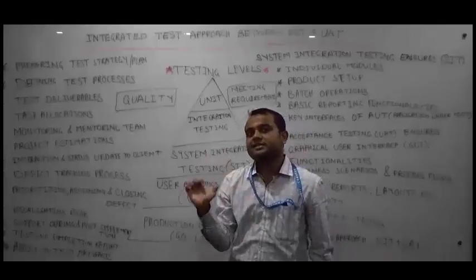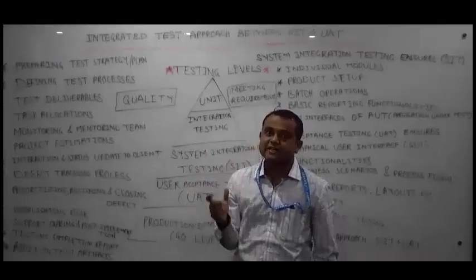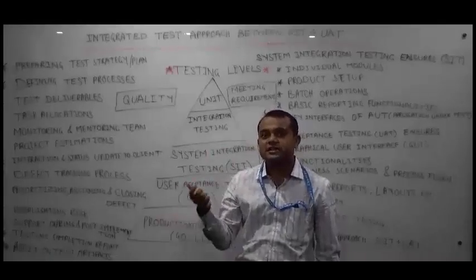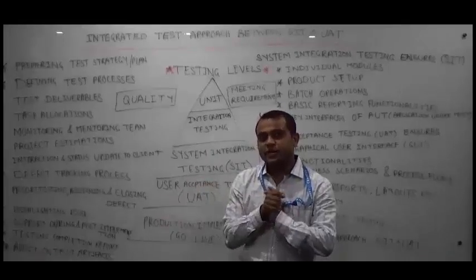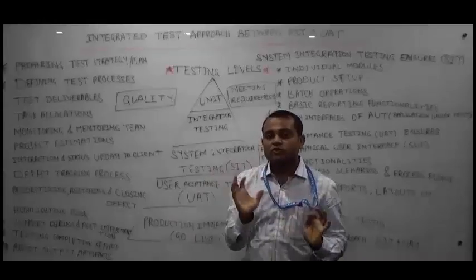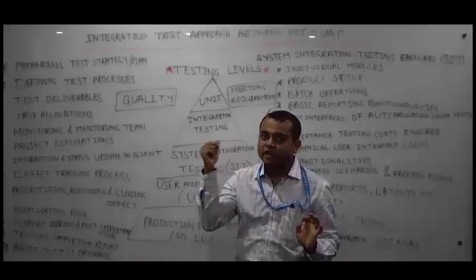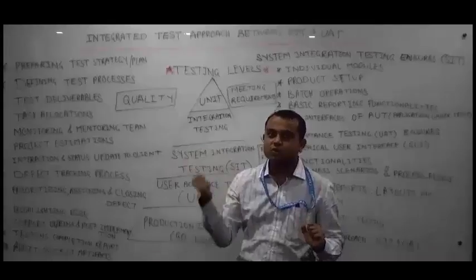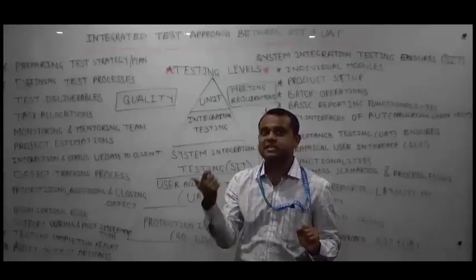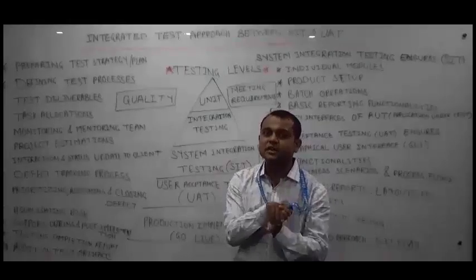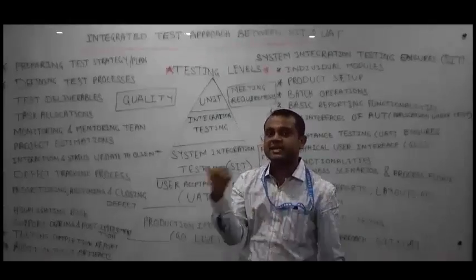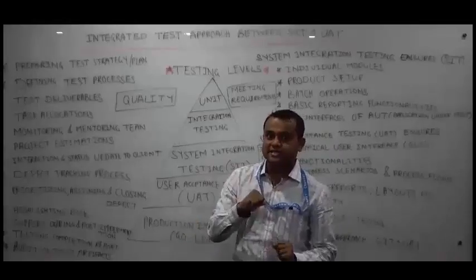So interface related CRs will be executed by SIT team and usability related CRs will be executed by UAT team. Again, we will save the efforts because out of 5 CRs, 2 CRs related to interface will be executed by SIT team, 2 CRs related to usability will be tested by UAT team, and the CR which will have interface as well as usability will be tested by SIT and UAT.